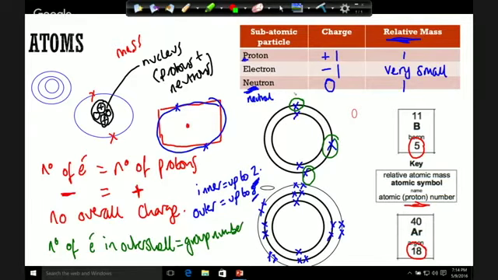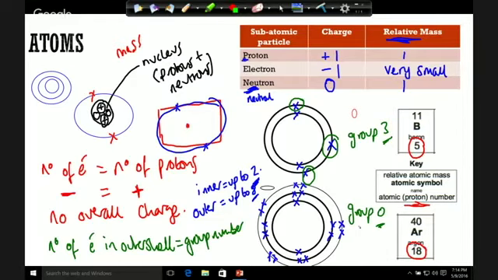So we can look at this atom and we can see that boron must be in group 1, 2, 3 because it has 3 electrons in its outer shell. Where it becomes a little confusing is with these noble gases like argon. Argon has 8 electrons in its outer shell, but you don't call it group 8 anymore. You used to, but you don't. We now call it group 0.